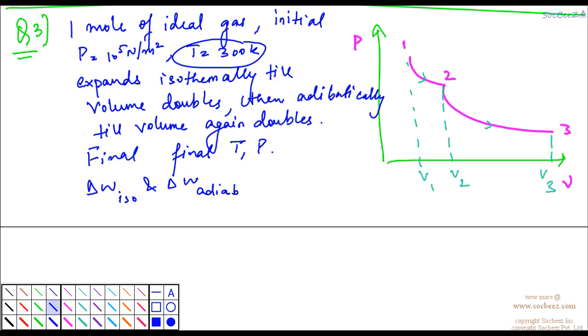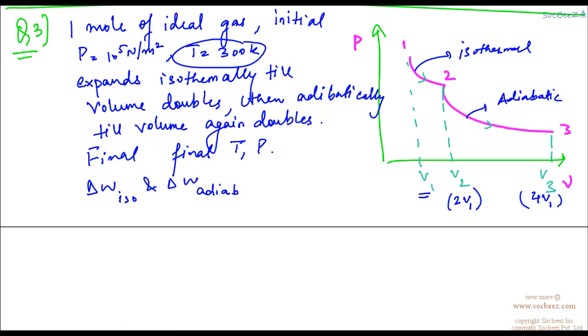So what we are given is, this was V1, let's suppose. This process is given to us as isothermal, and this led to the volume being doubled. And this is given to us as adiabatic process, and the volume still doubled. That means it went to 4V1.